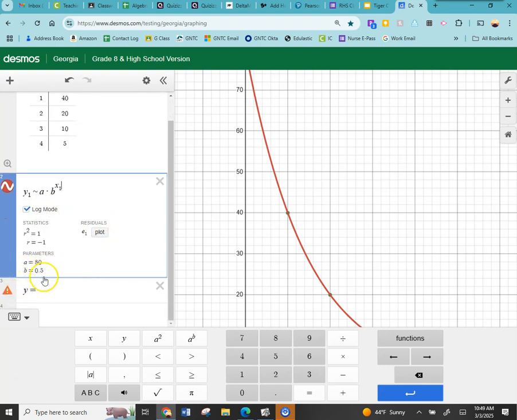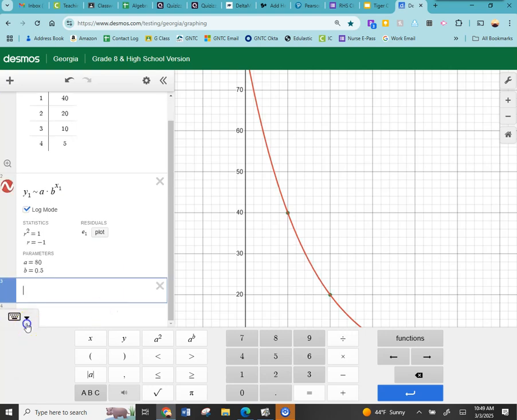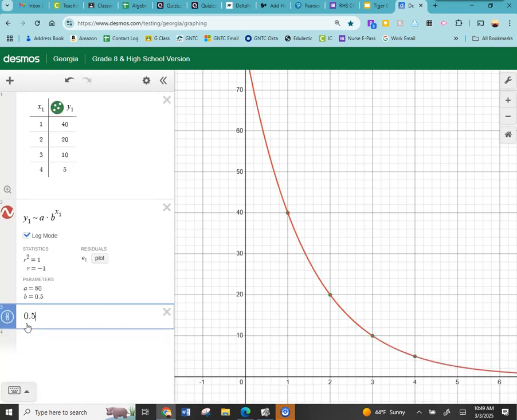A is 80 and b is 0.5. Now if you need to, come over here and say to yourself, what is 0.5 as a fraction? You should know that, but you can do that. You can type it right here to get the fraction. Because I don't know on the EOC if it's going to be in decimal form or fraction form. Then you can also say, okay, I'm going to type it now to see if it's right. You really don't even have to type the y equals.